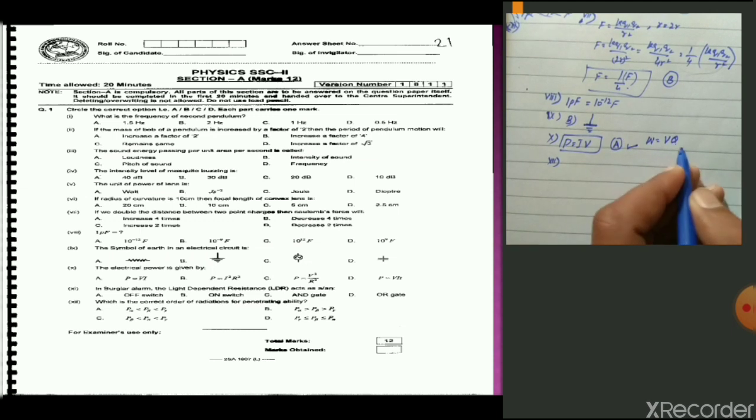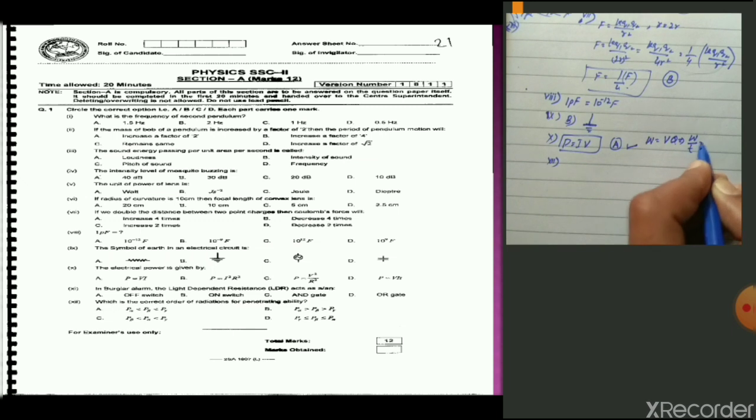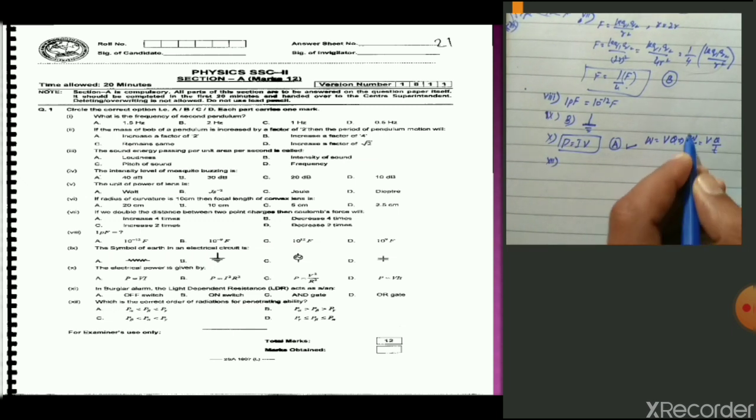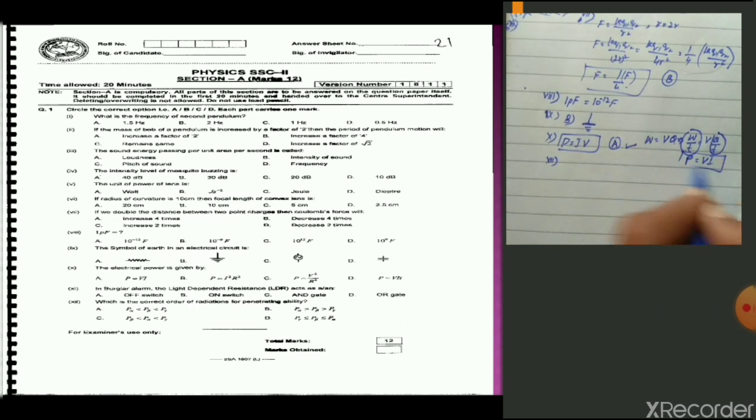Now according to these equations, W is equal to VQ. Now dividing both sides of this equation by T, W divided by T is equal to VQ divided by T. Now W divided by T is the definition of power, and Q divided by T is the definition of current. So power is equal to VI. This is the proof of this equation.